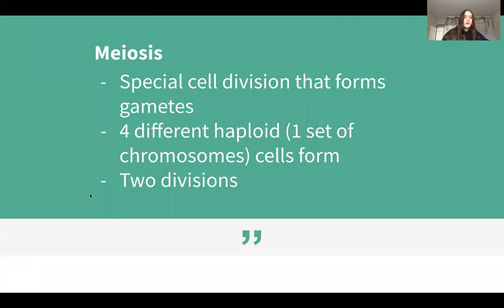Okay, so that was mitosis, and now we're going to go into meiosis. So meiosis is a special cell division that forms gametes, and it forms 4 different haploid cells, and haploid means it has just one set of chromosomes. And there are 2 divisions that happen in meiosis.